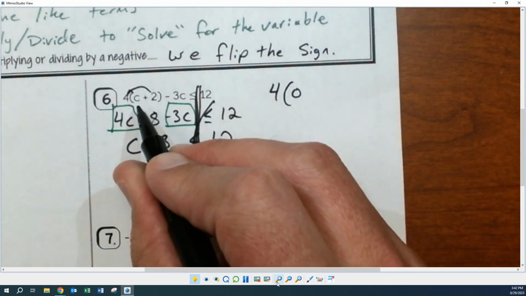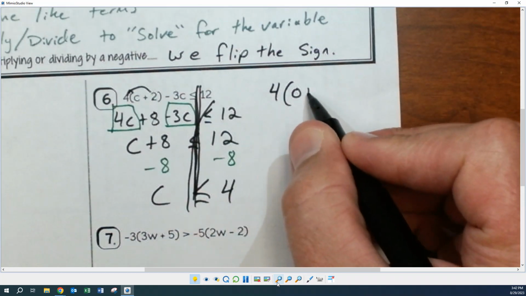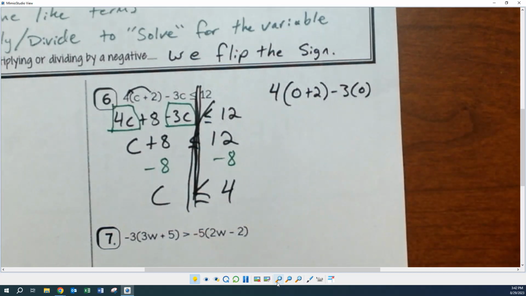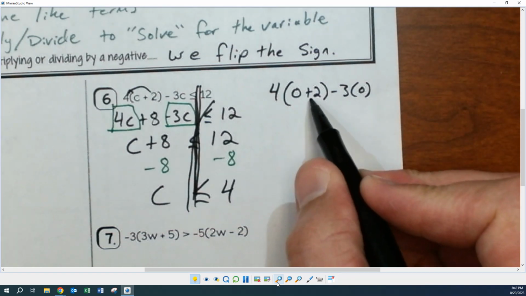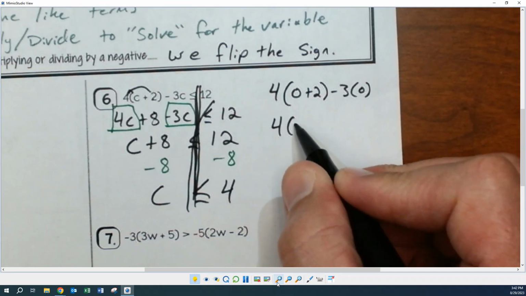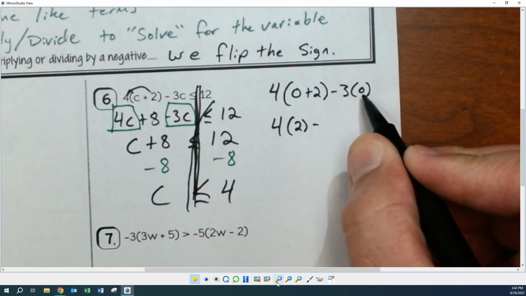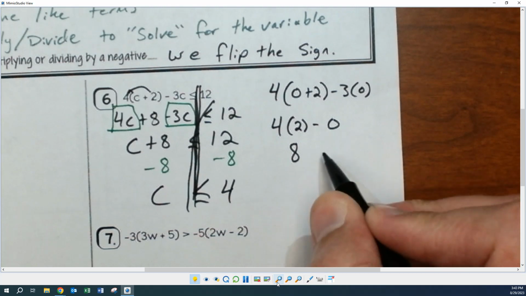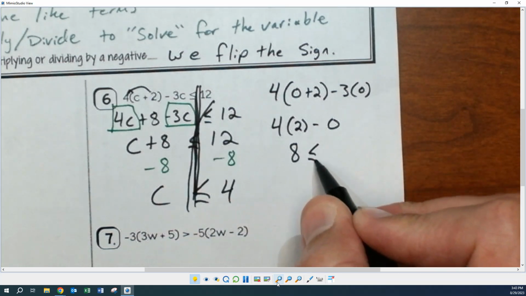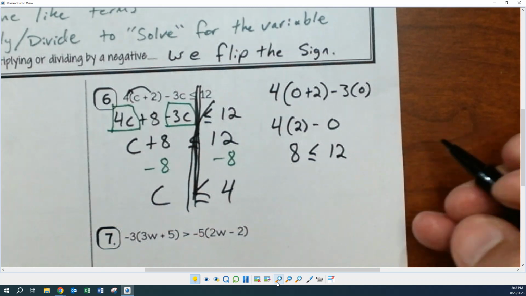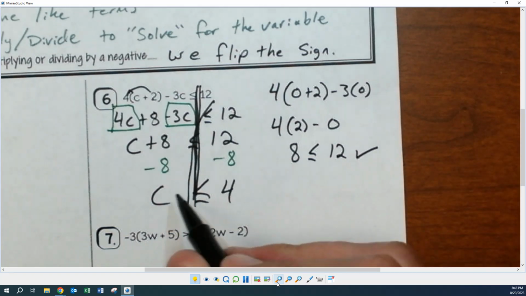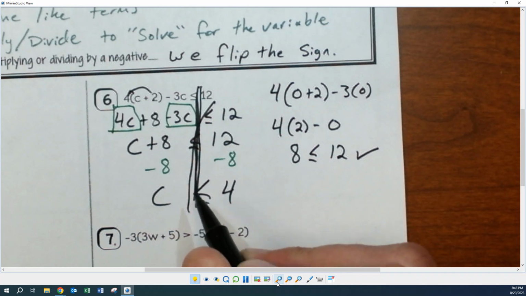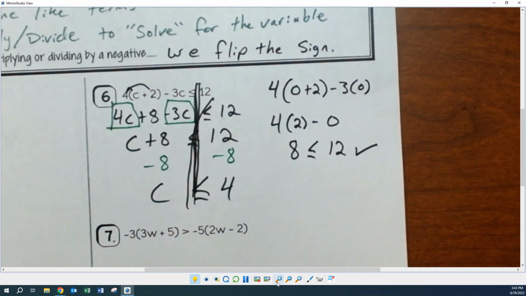This becomes, instead of c, 0 plus 2, parenthesis, minus 3 times 0. 0 plus 2 is 2. 3 times 0 is 0. 4 times 2 is 8. 8 minus 0 is still 8. Is 8 less than or equal to 12? It is. So my check works. So my answer, I know, should work because 0 works. So my inequality is facing in the right direction.